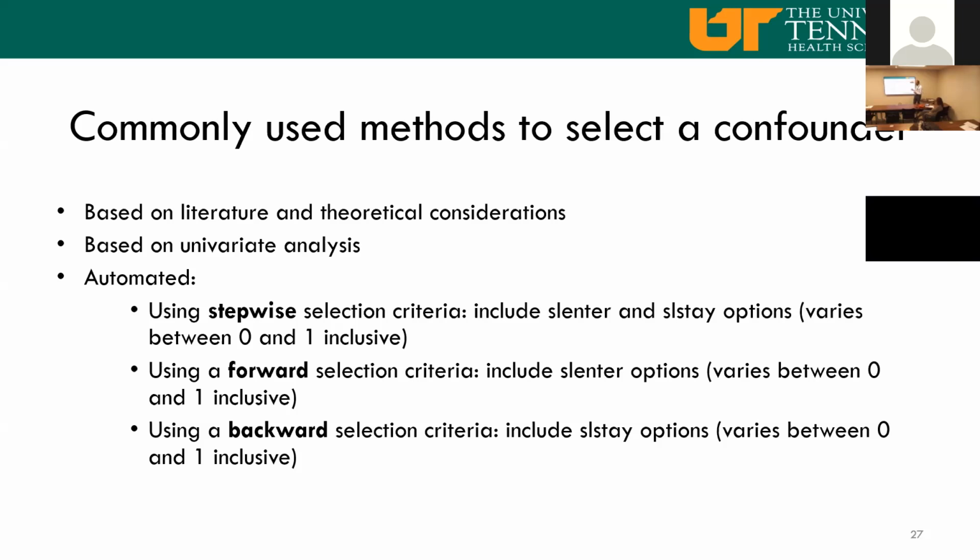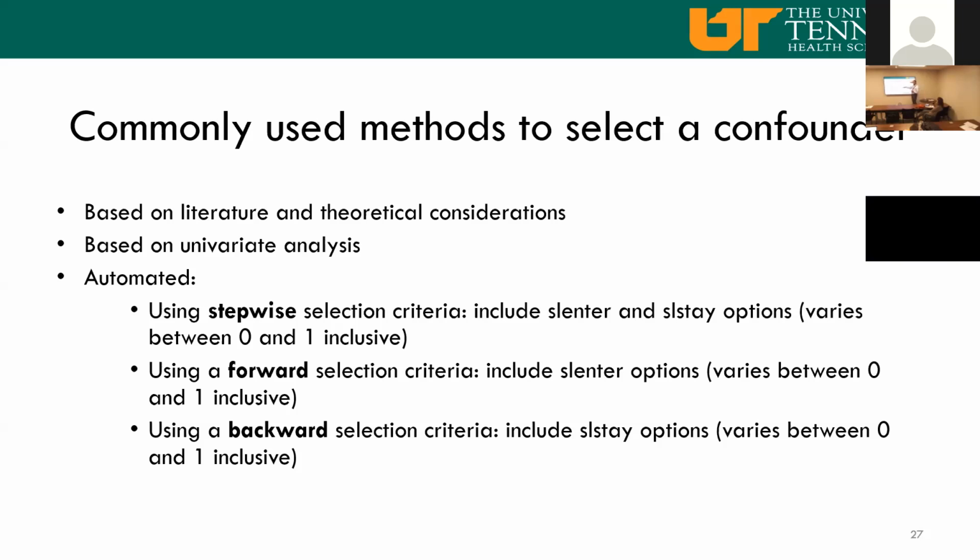There are many other variables that are usually adjusted, and socioeconomic status can result in differences in association between a given exposure and outcome. So you select a confounder to include in a model based on literature and theoretical consideration, based on univariate analysis, looking at the association between exposure and the potential confounder, outcome and the potential confounder, and stratified analysis. And the third one is automated, using the stepwise selection criteria.